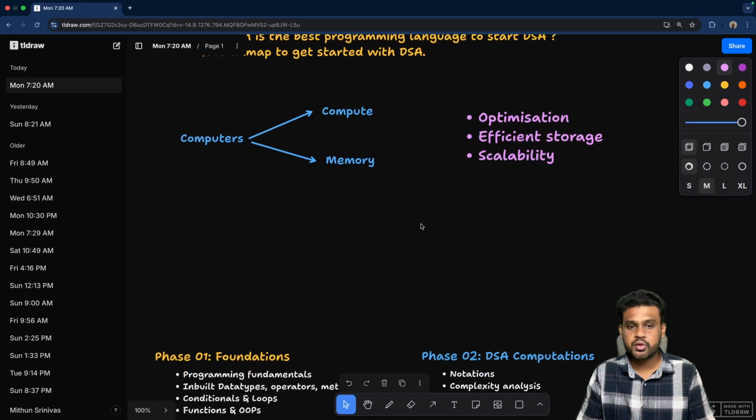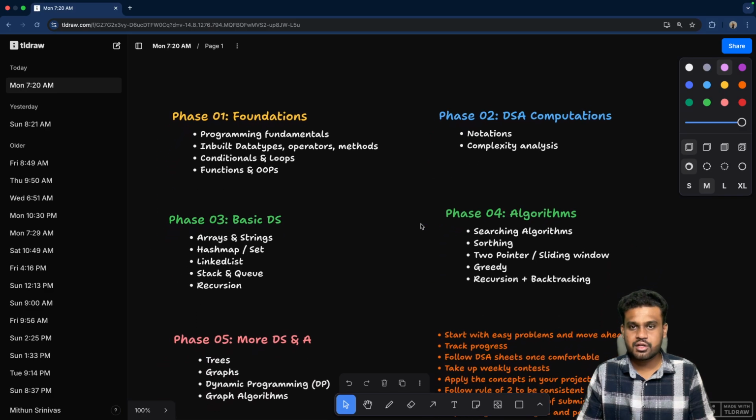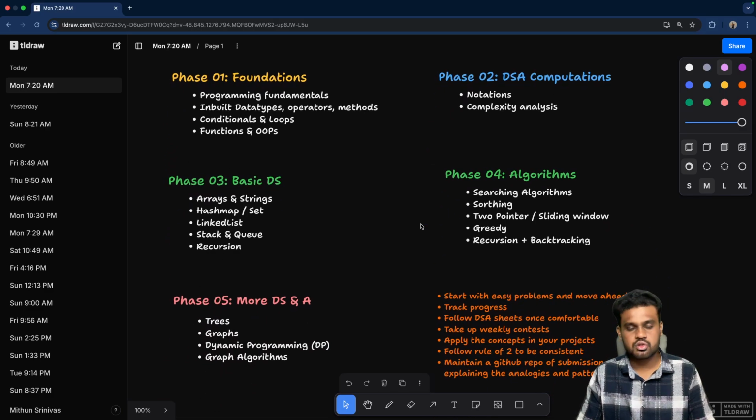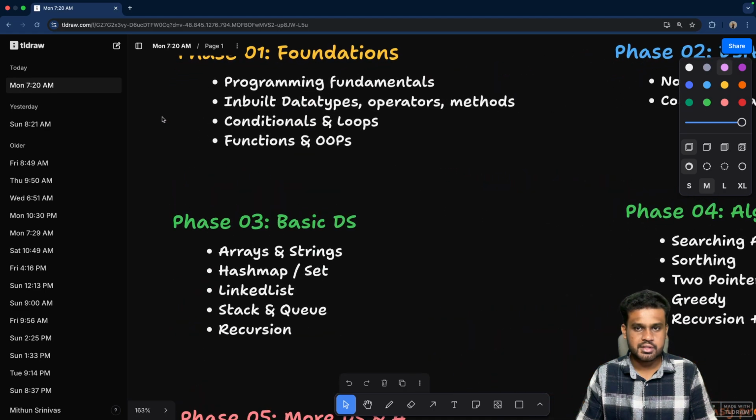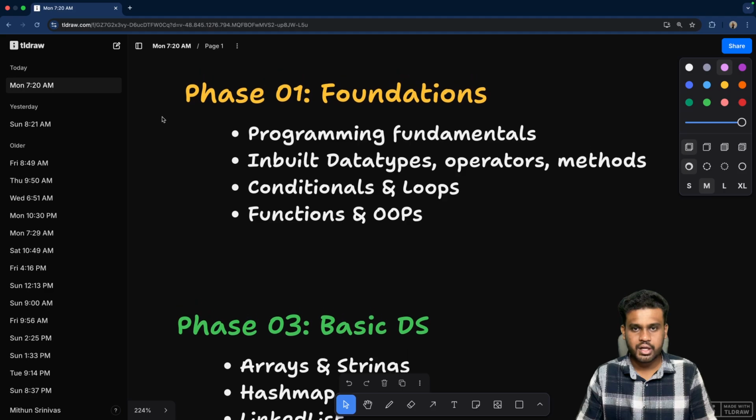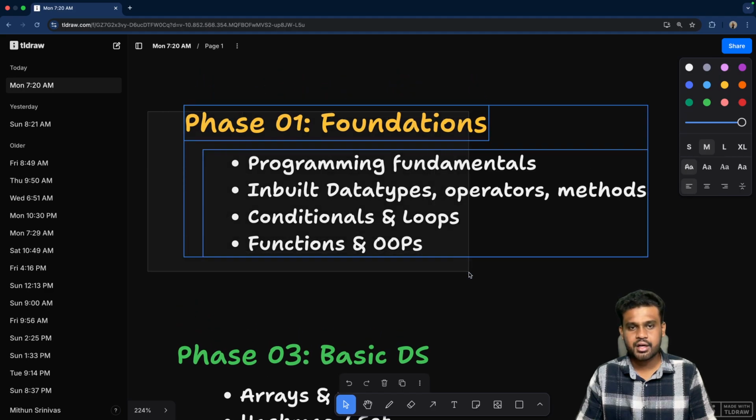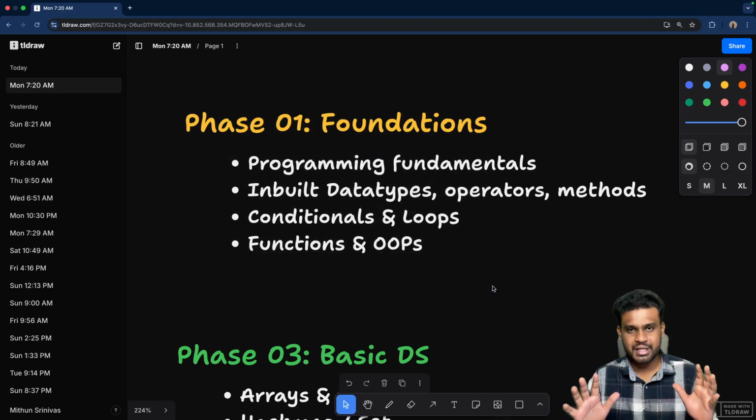Now, let's look into what the roadmap is. So this is the roadmap. If I were you, starting for the first time, I would follow this roadmap. The first thing I'm going to do is focus on the foundations. This is very important. Pick any programming language of your choice. I told you, right? Considering whether it is available on that platform or not.